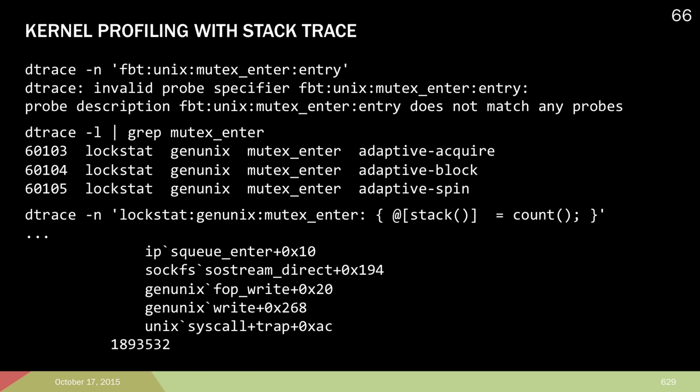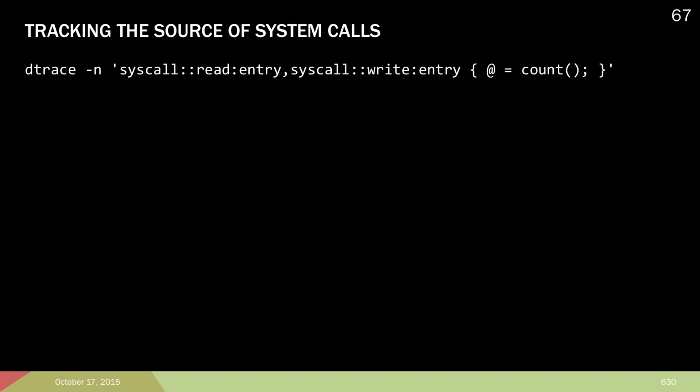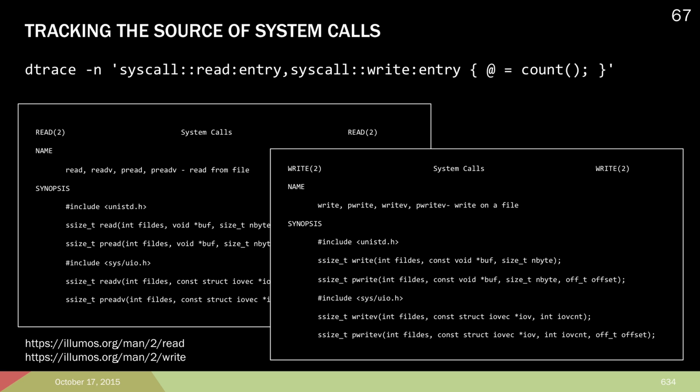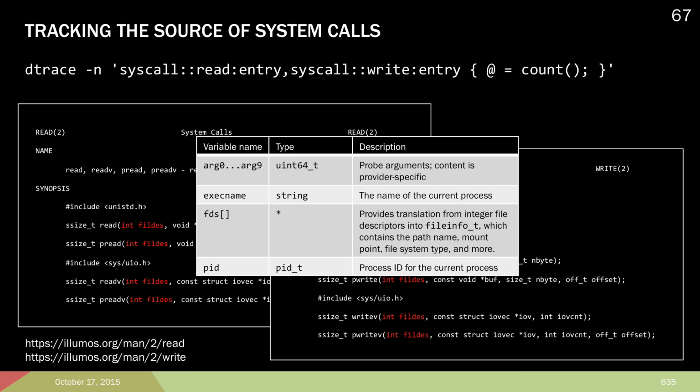Let's see if we can find the source of these system calls. Let's build this up. We know we want to count reads and writes, but how do we limit to sockfs? Let's pull up the man pages for read and write and see if there's something we can use. This first argument for file descriptors looks interesting. Let's look up some of the built-in variables again. In this case, arg0 would give us the file descriptor, and the fds array can translate it.